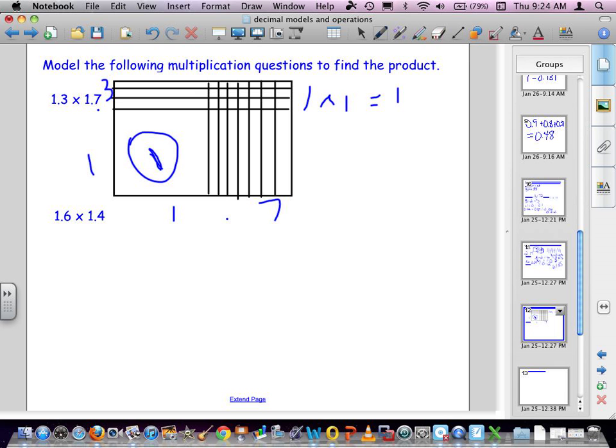What's the area of this piece up here? 0.3. It's 3/10. How do you know it's 3/10? Because it's 3/10 times 1, right? 3/10 times 1 is 3/10. So this is 0.3. What's the area right here? 7/10. Because it's 7/10 times 1. One set of 7/10 is 7/10.